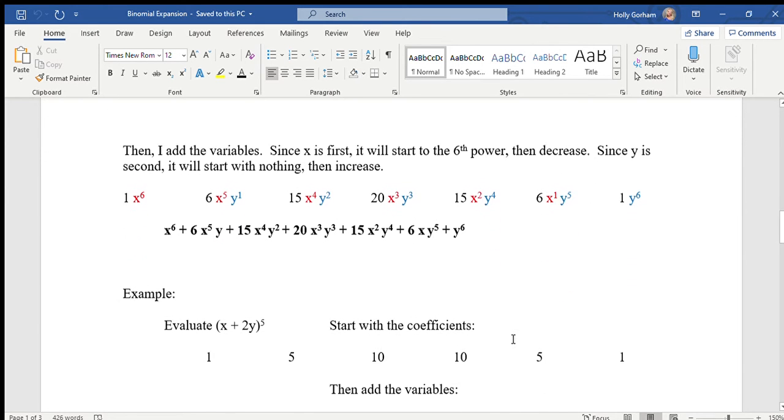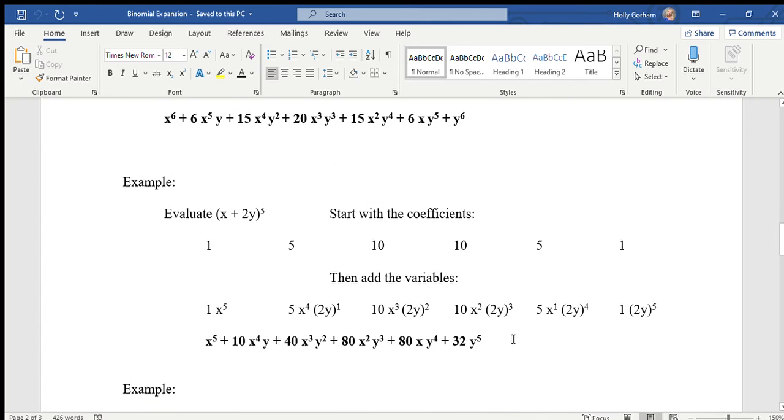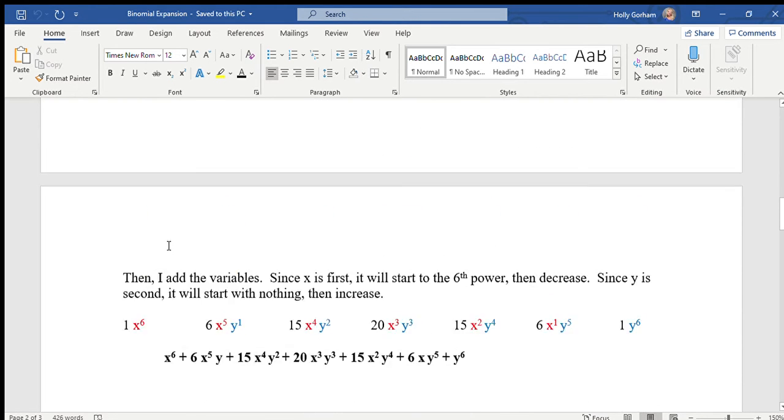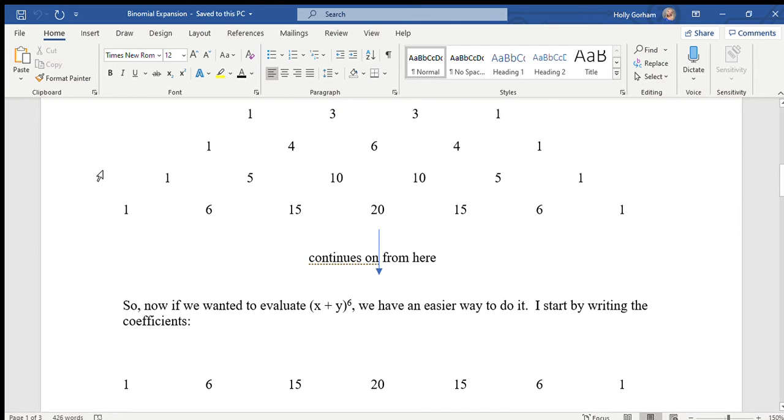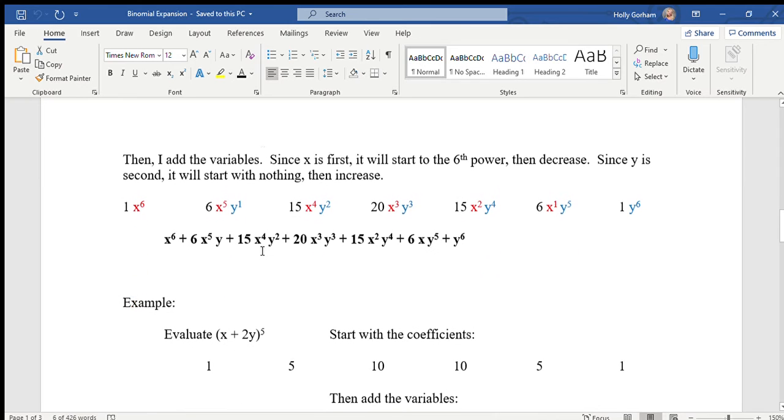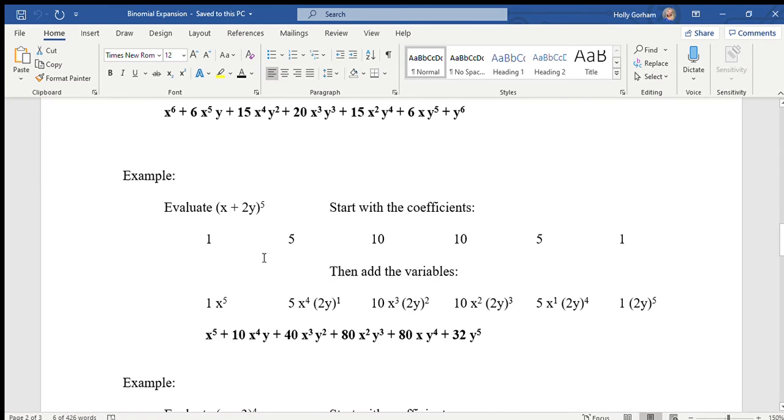Now, let's look at a couple more examples and see what happens when you start throwing some different things in there. For instance, now it's not just a y, it's a 2y. Well, you're still going to start with the coefficient, so you're going to go to the 5 row, not the 5th row, the 5 row. If you go back up to Pascal's, that's this one here because that's where the 5 is. Okay. So let's come down here again. So we write out our coefficients. We have the 1, 5, 10, 10, 5, 1. Then we put in our variables.